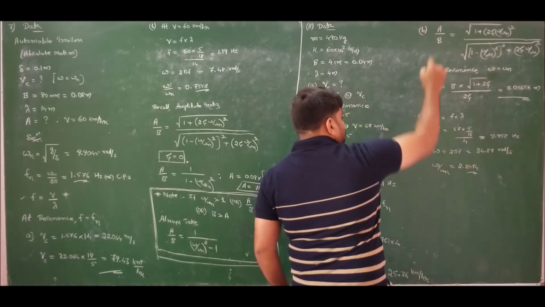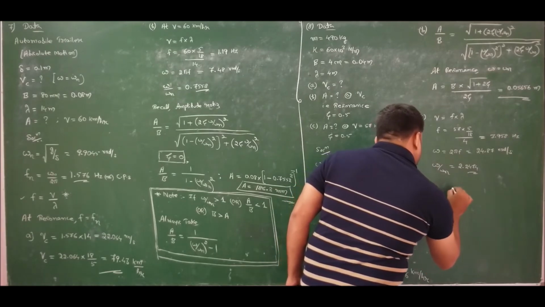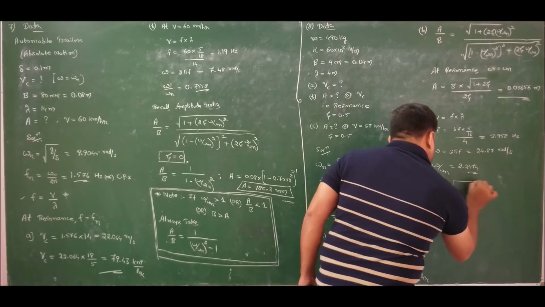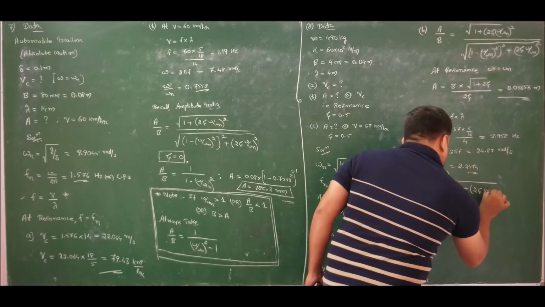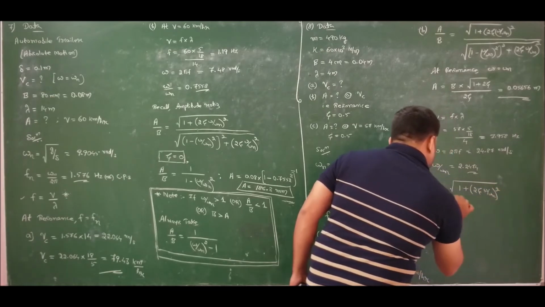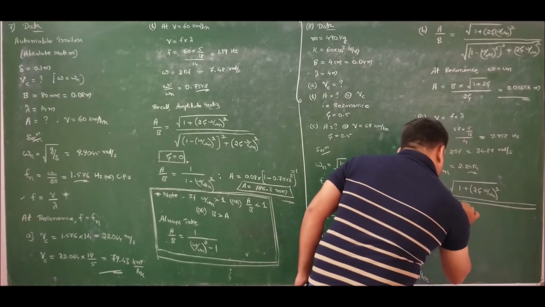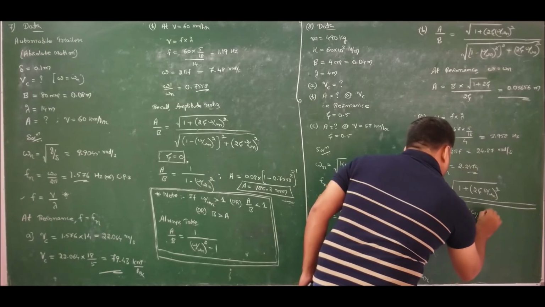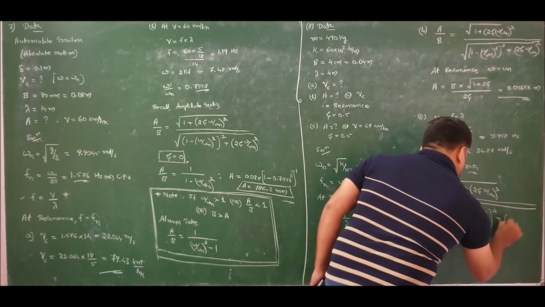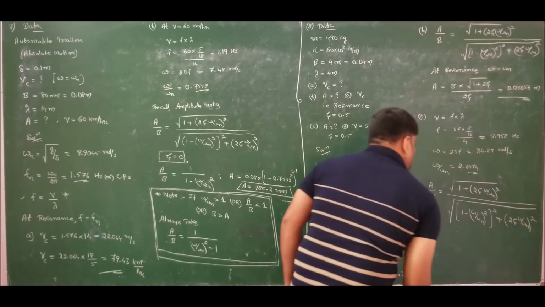Now we know all the values. Substitute the values in the equation. A by B is equal to root of 1 plus 2 zeta omega by omega n whole square divided by root of 1 minus omega by omega n whole square plus 2 zeta omega by omega n whole square.